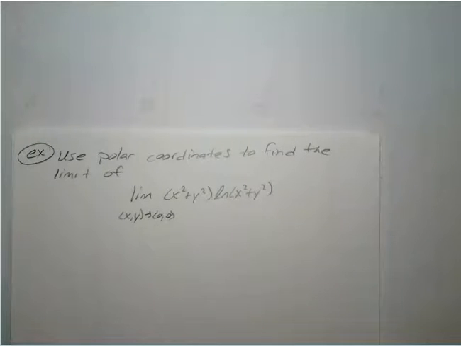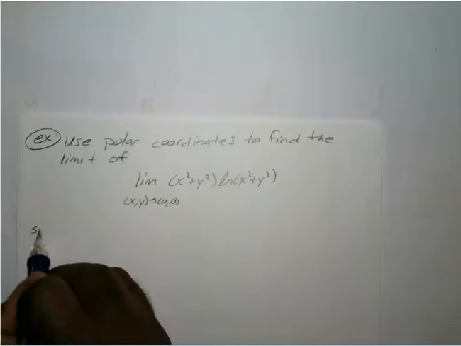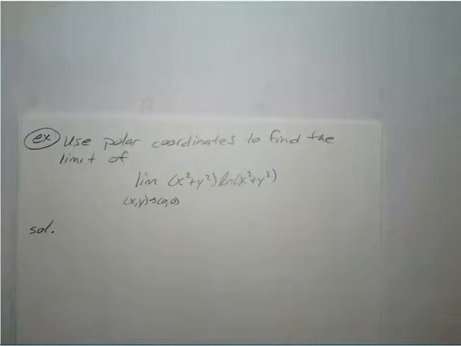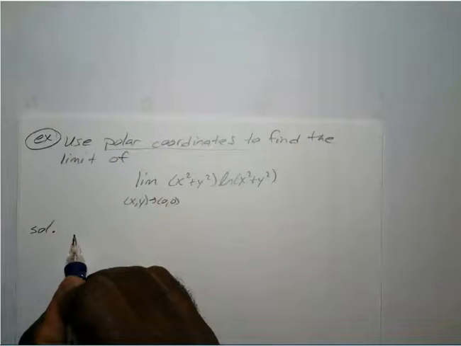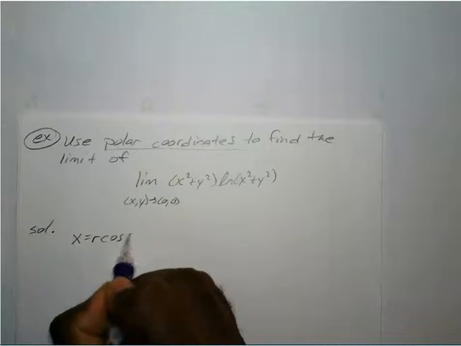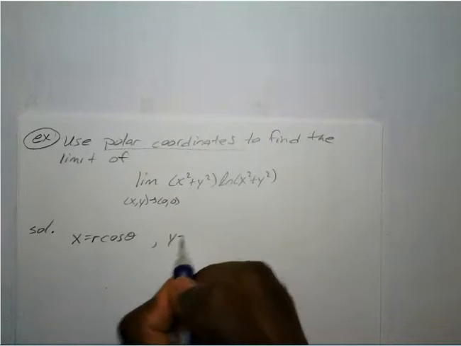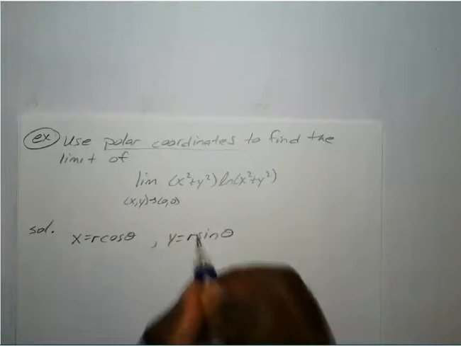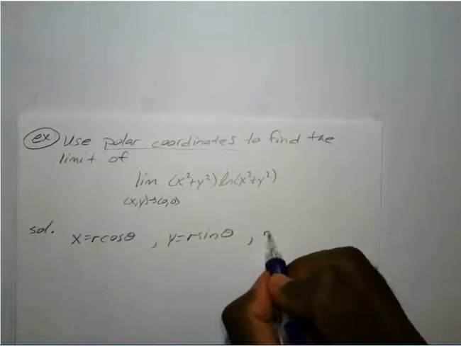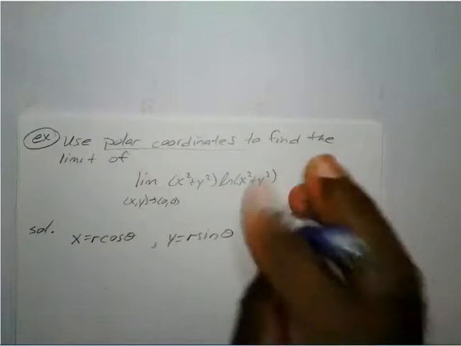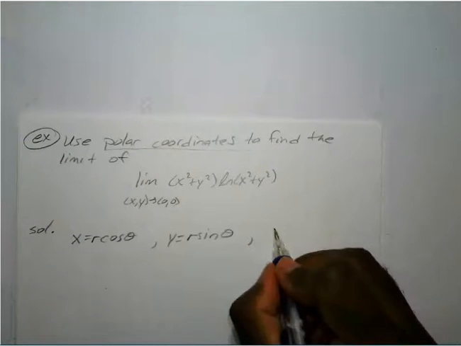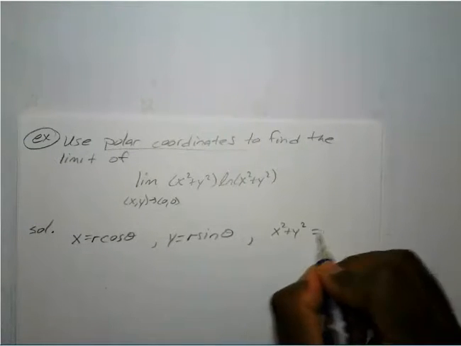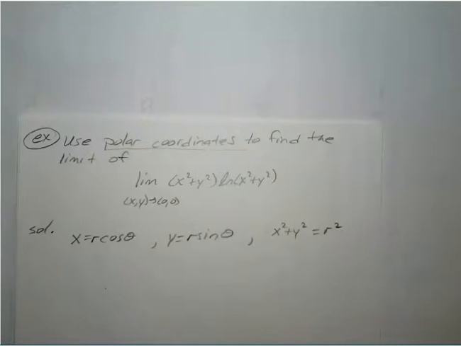All right. Now with this one, first thing you want to do is notice they said polar coordinates. So when they say the polar coordinates, you know that x is equal to r cosine theta, y is equal to r sine of theta, and x squared plus y squared is equal to r squared. Okay, all of the equations from your polar coordinates.